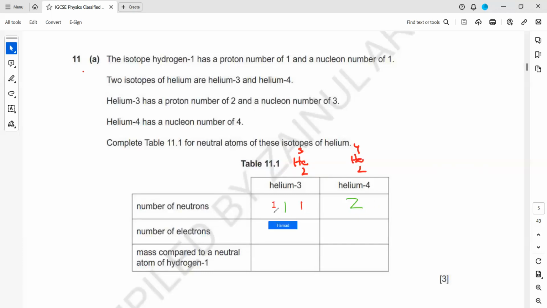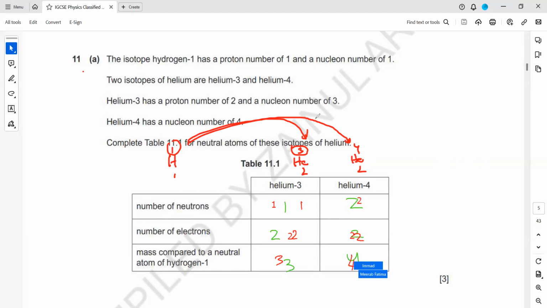Number of electrons: 2, because it's neutral, so the number of electrons and protons should be equal. When we compare the mass with hydrogen, this helium is how many times heavier? 3. And this helium is how many times heavier? 4. So 3 is to 4. Helium nuclei is also known as an alpha particle.